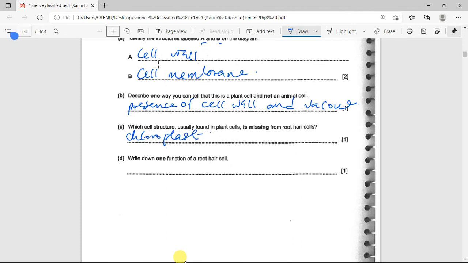Write down one function of root hair cell. Absorption of water and minerals.